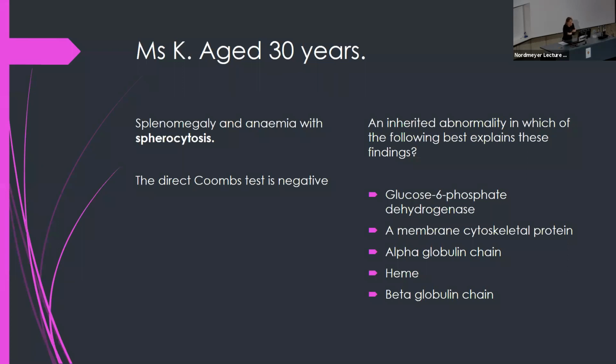Is it an alpha globin chain problem like alpha thalassemia? Not really, because we've already seen thalassemia trait, it doesn't sound like that. Is it a heme problem like a porphyria? That's not really what porphyria presents like. Is it a beta globin chain problem? Is it beta thalassemia? Again, no, it doesn't look like thalassemia. It's not presenting that way. It's presenting with spherocytes.